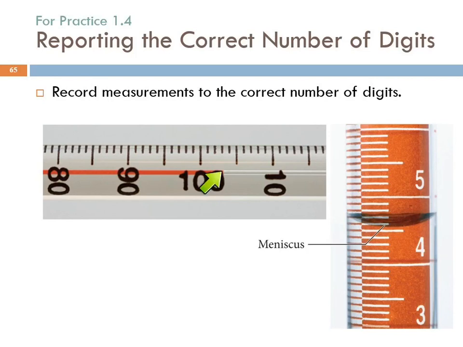So where does this line fall? It looks like it's between the 3 and the 4, right? It's definitely bigger than 103 and less than 104. 103. We are certain that it is between 103 and 104. The estimating is the next digit. So what do you think that is? What do you want to call that?